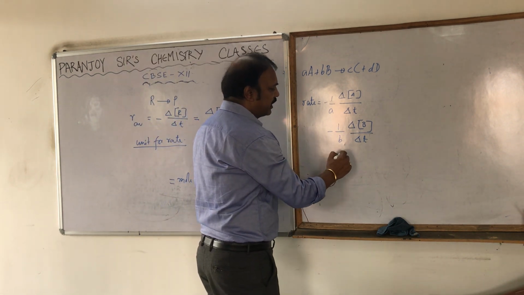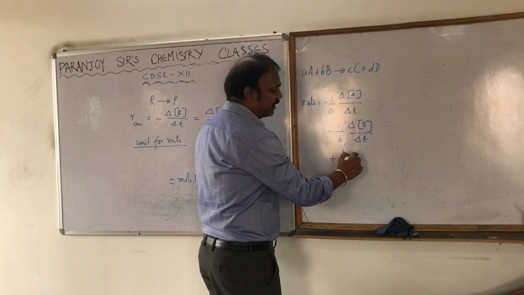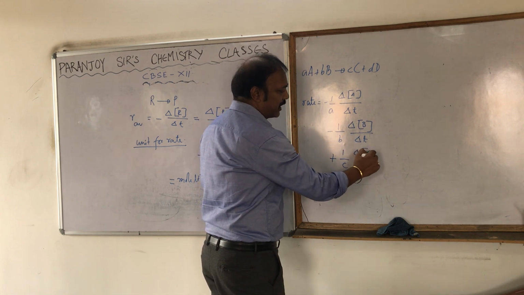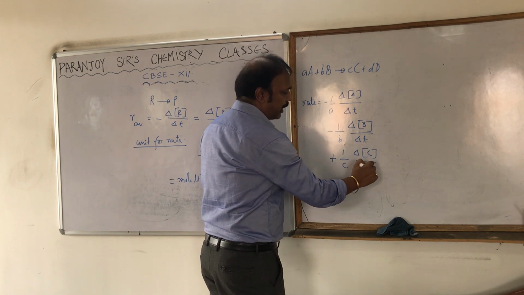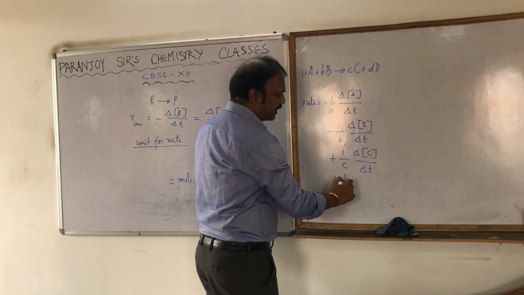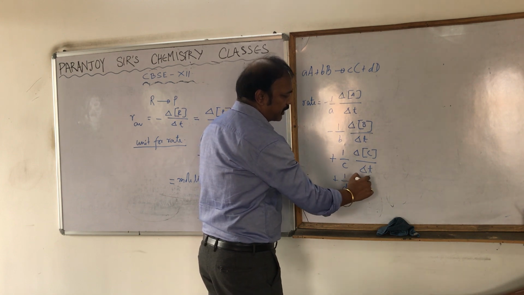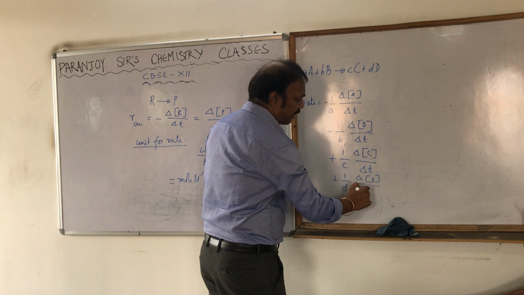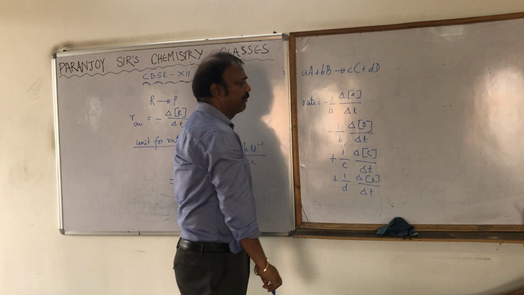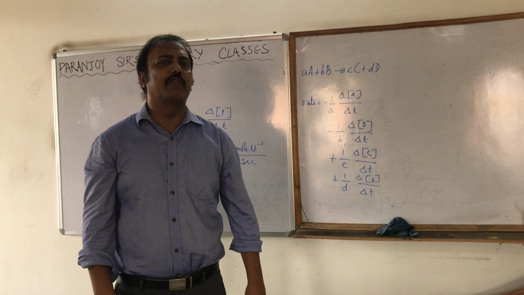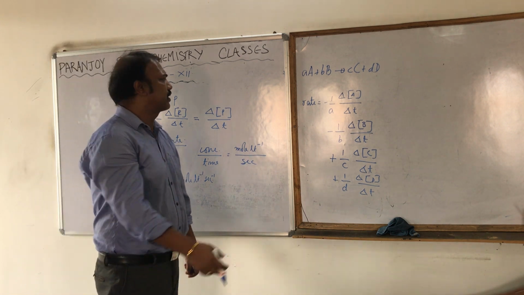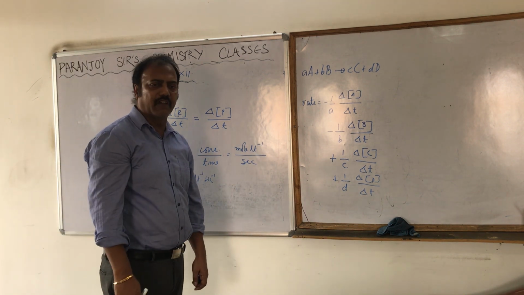So for C, it will be 1 by C, same thing, delta concentration of C divided by delta T. And for D, it will be plus 1 by D, delta concentration of D divided by delta T. Now I am writing in the form of delta because I am talking of the average rate. If you are talking of the instantaneous rate, you may just write it in the differential form.